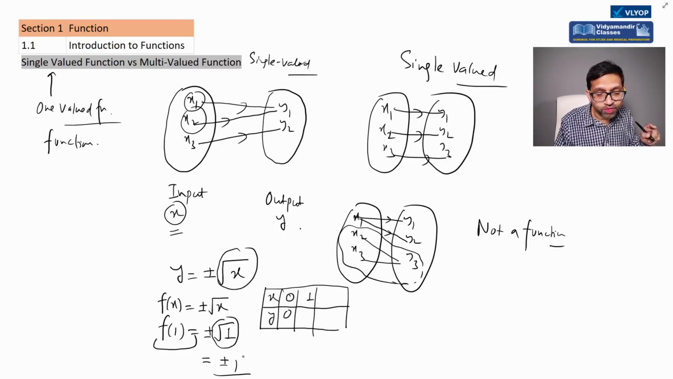So you can see, for one value of x, I replace 1, and I get two values of y, plus and minus 1. This shows that it's a multi-valued function. For one value of x, I'm getting two values.